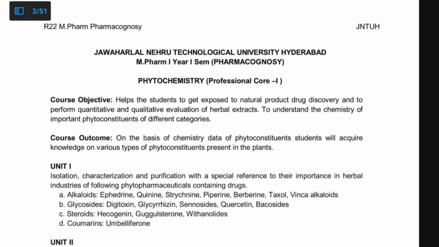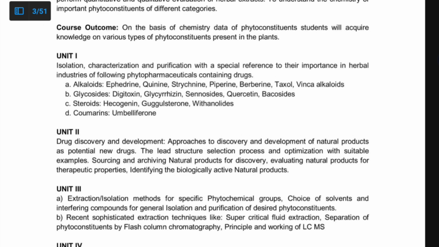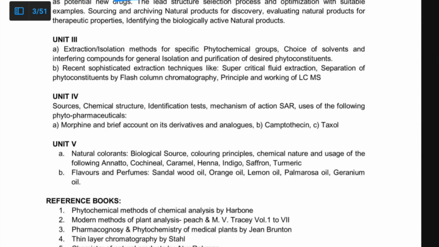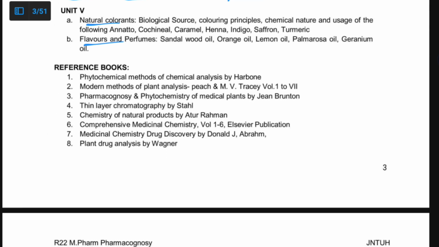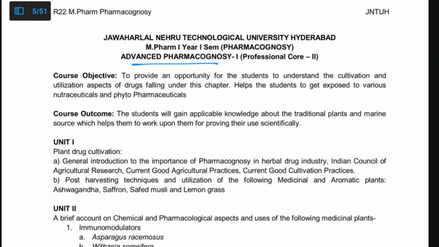In the phytochemistry subject, the first unit covers isolation, characterization, purification of the drugs, drug discovery and development, extraction, isolation methods of specific phytochemical groups, and sources, chemical structure, identification tests, morphine and a brief account of its analogues, derivatives and other derivatives, natural colorants, flavors, and perfumes. Next, we have advanced pharmacognosy 1.